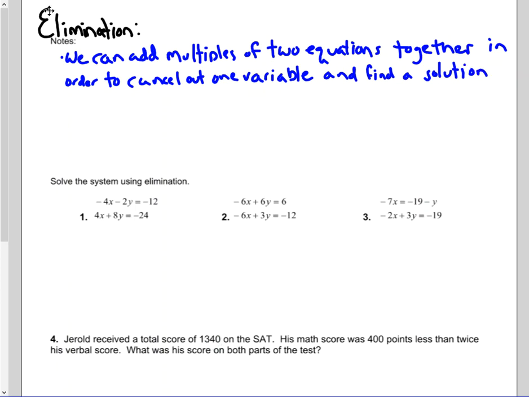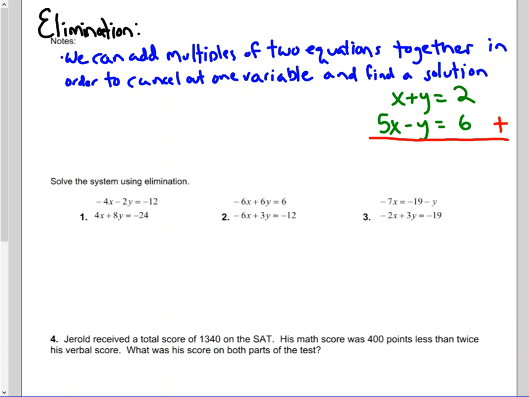An example of this is if we had the equation x plus y equals 2. We're trying to find its point of intersection, its solution, with the equation 5x minus y is equal to 6. We could actually add these two equations together to solve for that ordered pair.